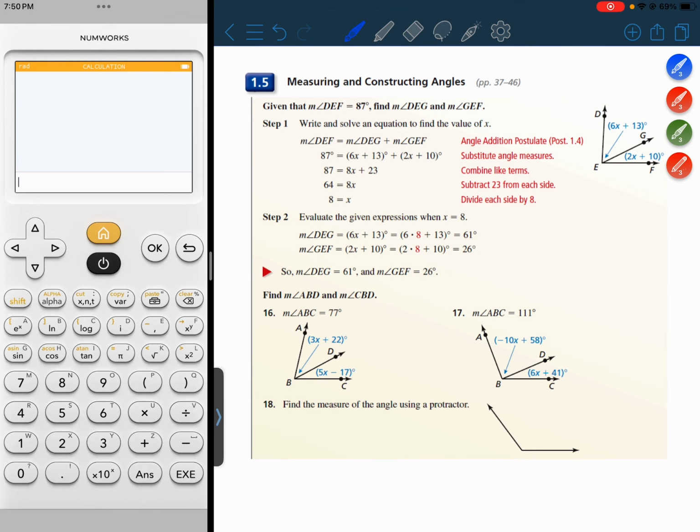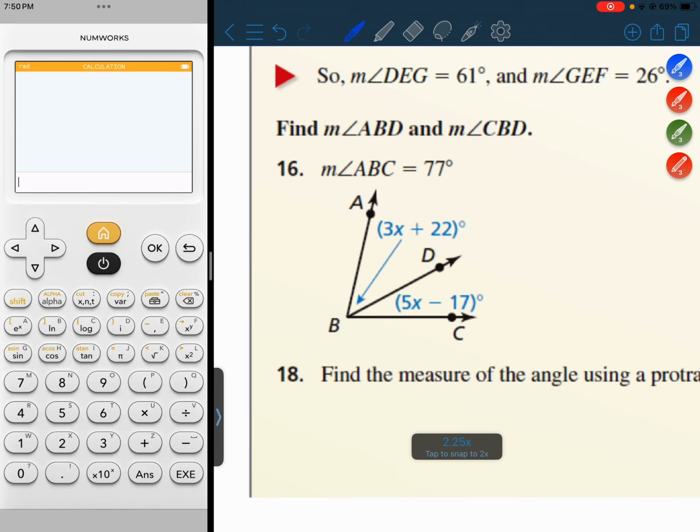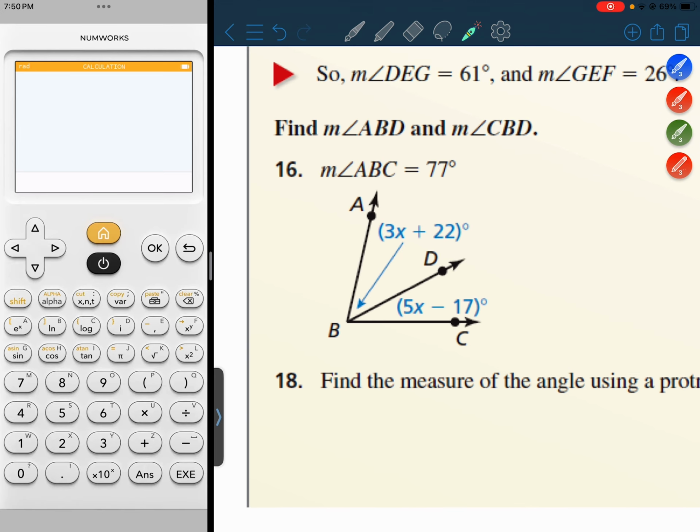All right, this next section is going to cover measuring and constructing angles. So question number 16, we want to find the measure of angle ABD. ABD is this angle right here. Let's color code that green.